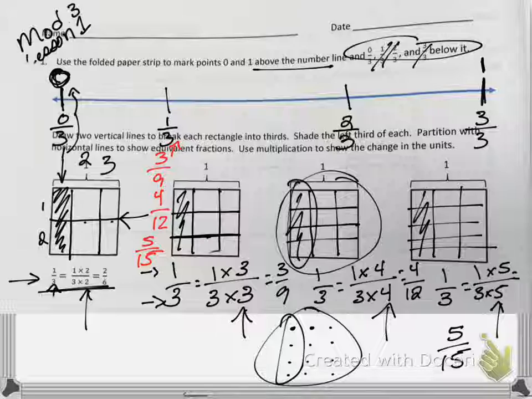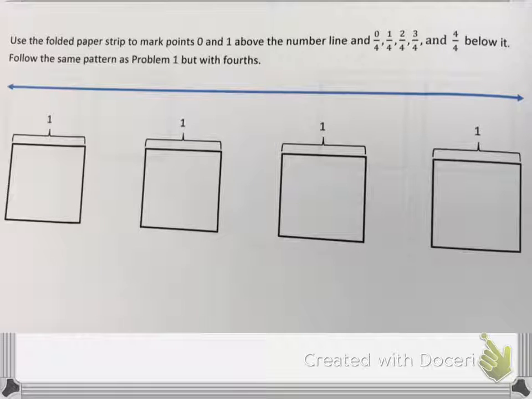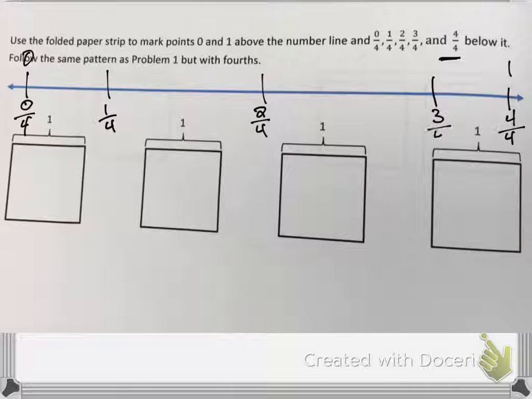Oh, did I go too far? I think I did. All right, this one's asking the same question. Now we're using fourths. So we're going to start with 0 and 1 above the number line. We're going to put down 0/4 because we know if we have 0 groups, we have nothing. And then we know 4/4 is over here because we have 4 groups of 4, so we have all of it. We have a whole. Going to partition it into fourths. 3 ticks. 1/4, 2/4, 3/4, and 4/4.